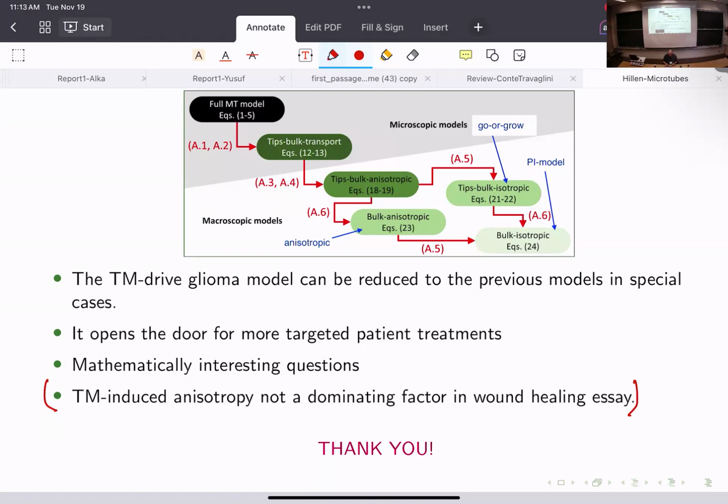So then on Thursday, it's again me. I will talk about the oncolytic viral therapy. And then a week later, it will be Tom Yankilov, and I think he comes back to the glioma modeling, so he will probably mention a few things which I mentioned as well today. Thank you very much.